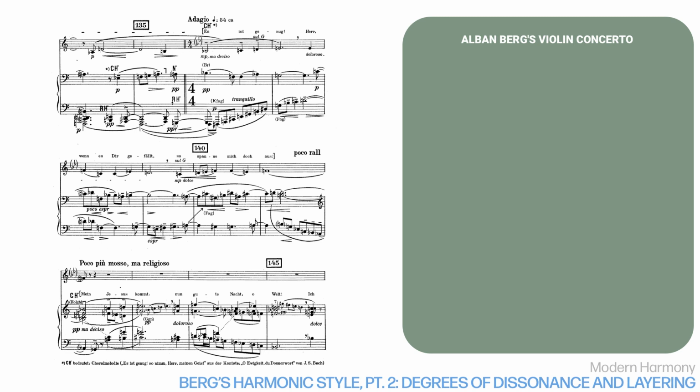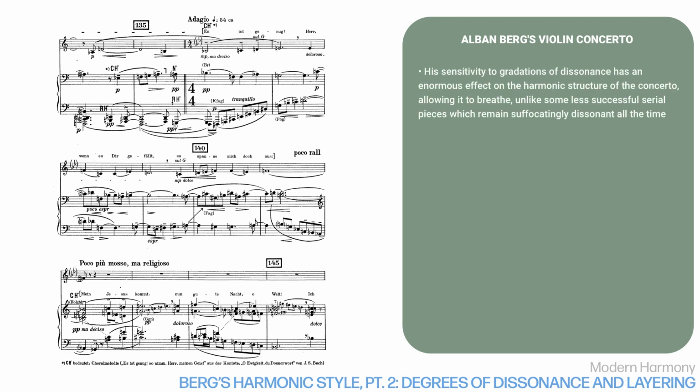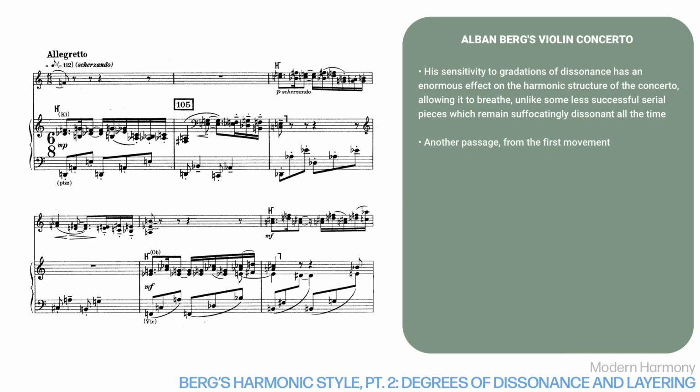However, Berg's dissonances do not always resolve in a classical way, but his sensitivity to gradations of dissonance has an enormous effect on the harmonic structure of the concerto, allowing it to breathe, unlike some less successful serial pieces, which remain suffocatingly dissonant all the time. Here's another passage from the first movement that illustrates this. A new theme is presented in measure 104.